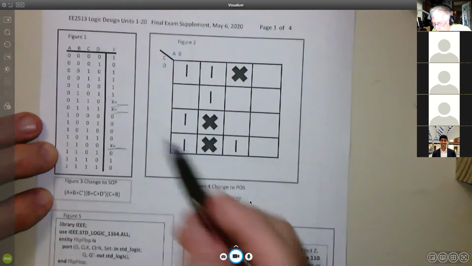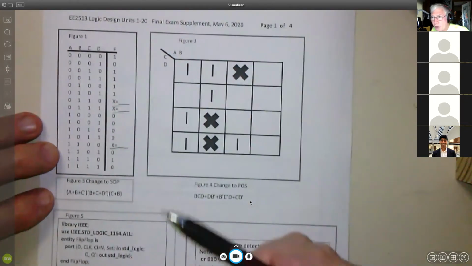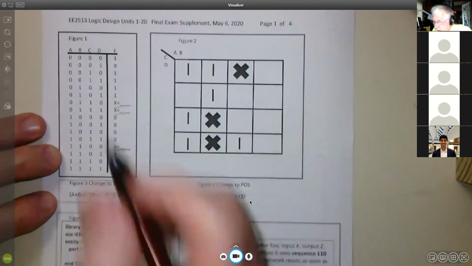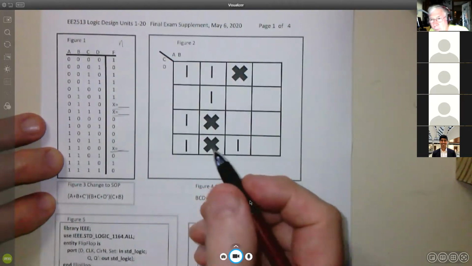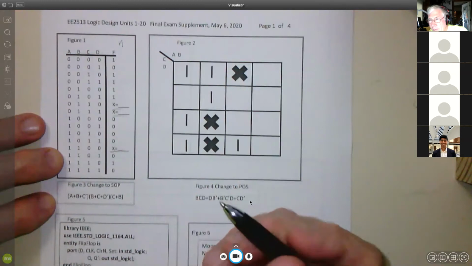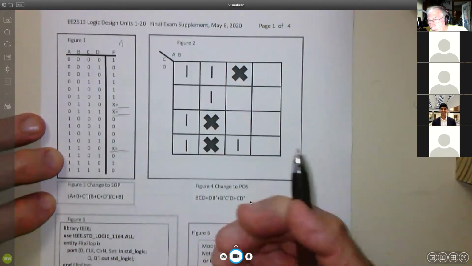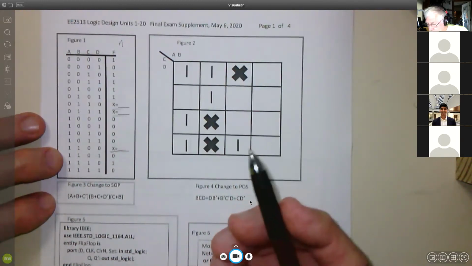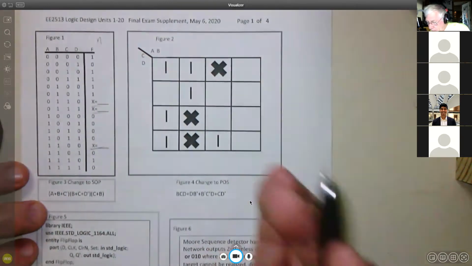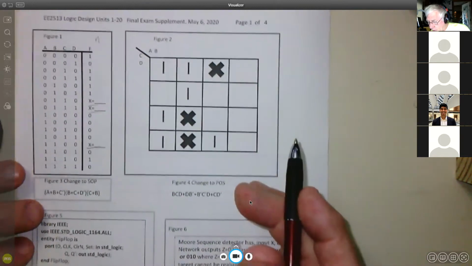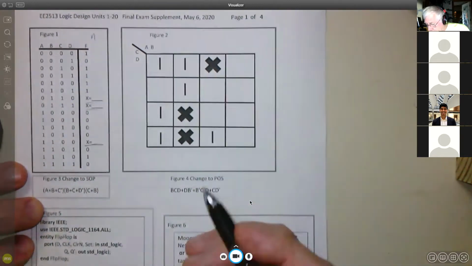And so when we have four variables, how many rows do we have? Let's say we have n variables, how many rows will we have? Two to the n. That's right. We'll always have two to the n rows. Now, some of them may be don't cares, but there will be two to the n combinations of the input variables if we have n input variables.